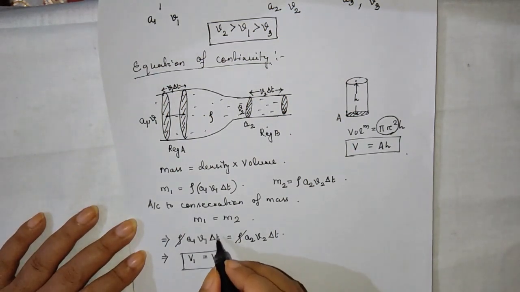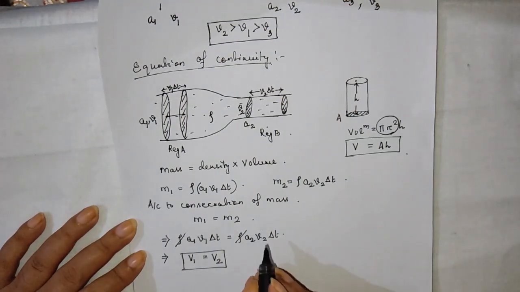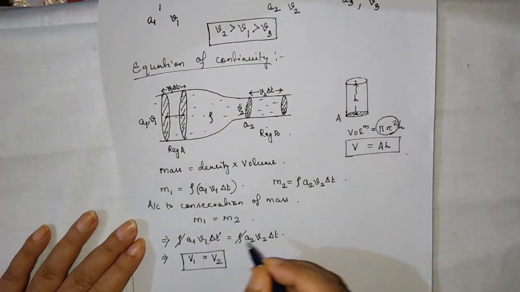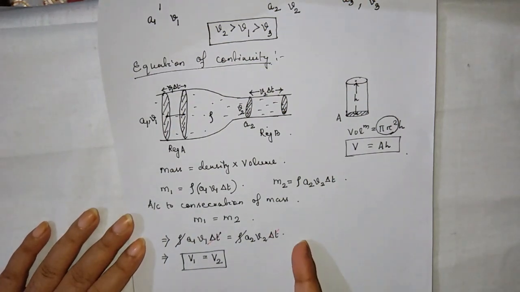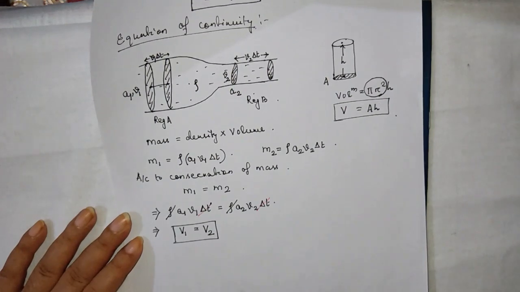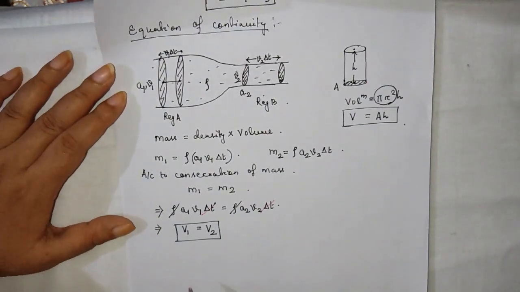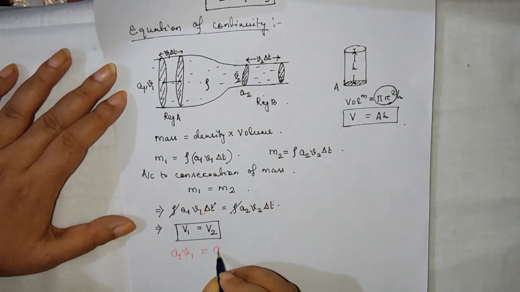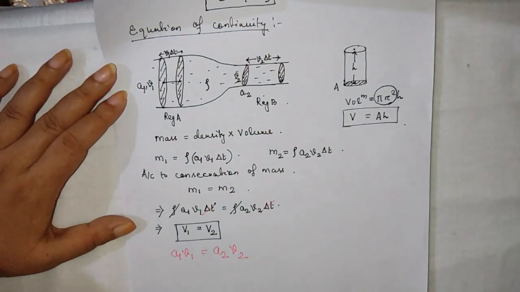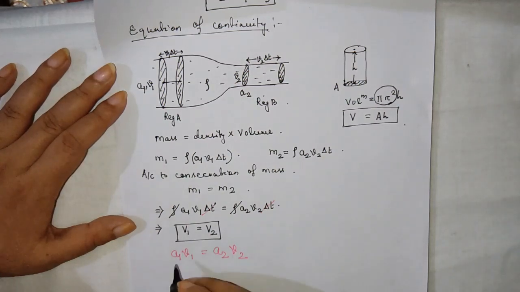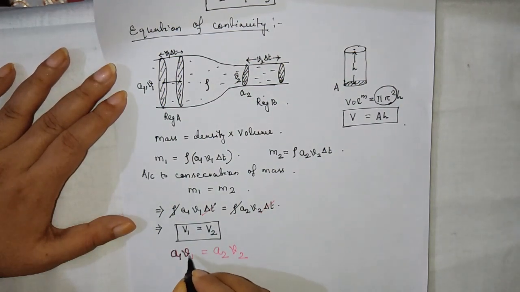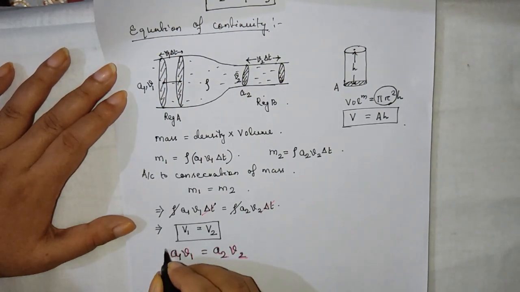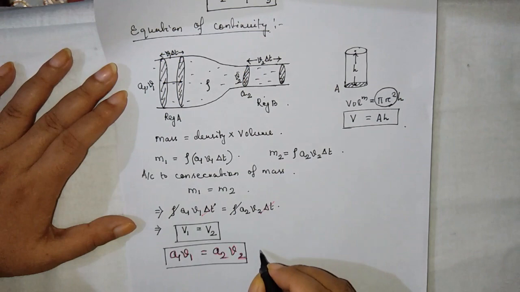Another observation: cancel delta t from the above equation. So what am I getting? I am getting the equation A1 V1 is equal to A2 V2. This is very important. A1 V1 is equal to A2 V2. Now this is called the equation of continuity.